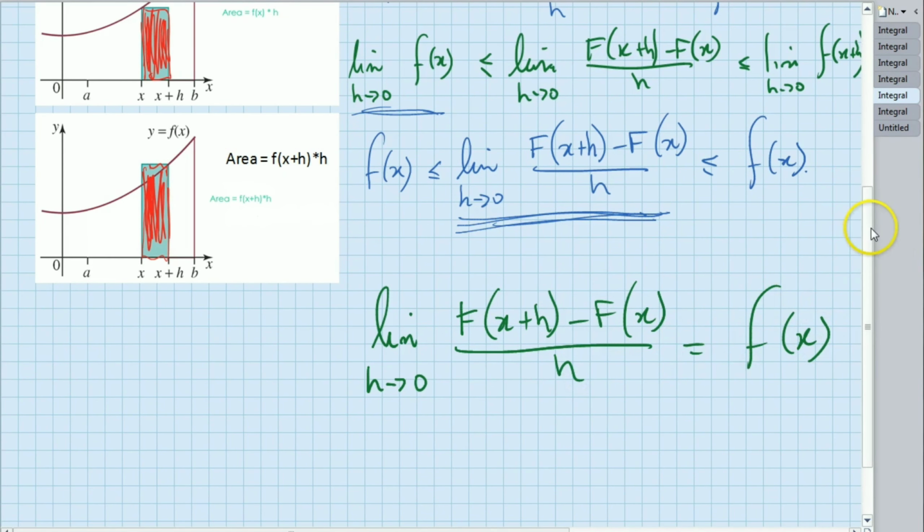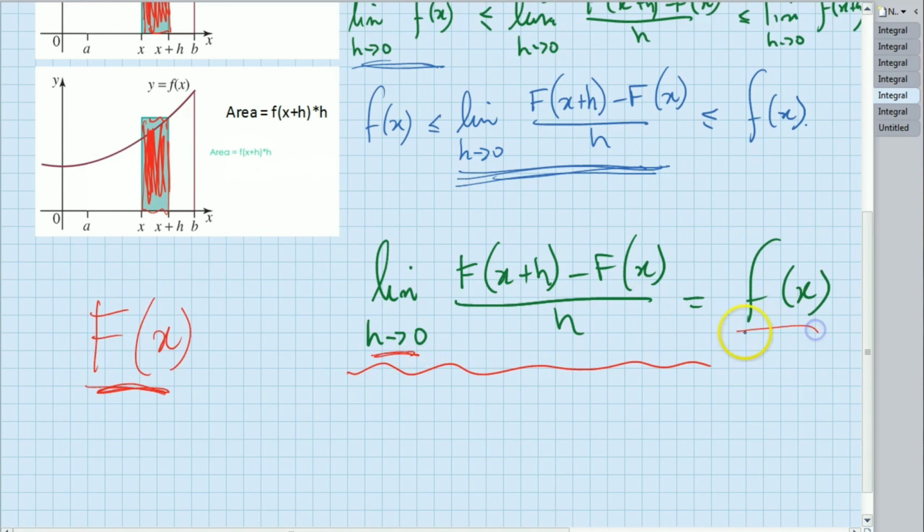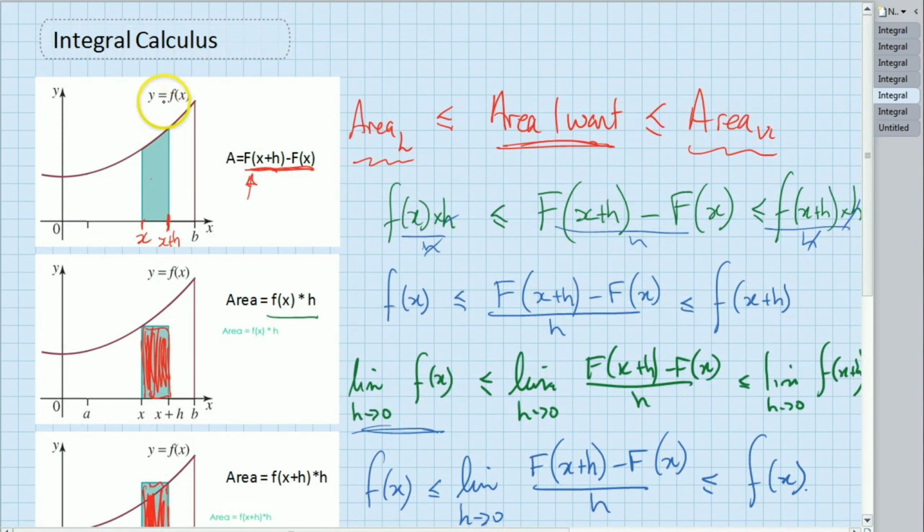and so all of the maths that I've done so far leads me to this interesting conclusion: I don't know what this function capital F(x) is. This is an unknown function. However, if I take the limit as h approaches 0 of F(x+h) minus F(x) over h, I'm going to be left with my original function f(x). And if you remember, f(x) is simply this graph. That is the shape, or the function, of this graph here.